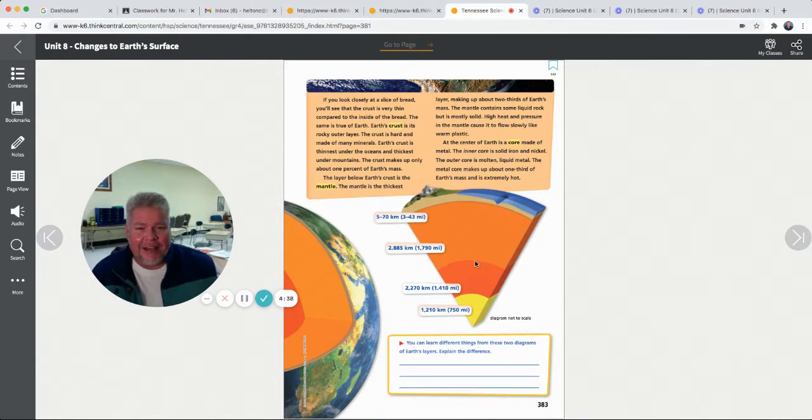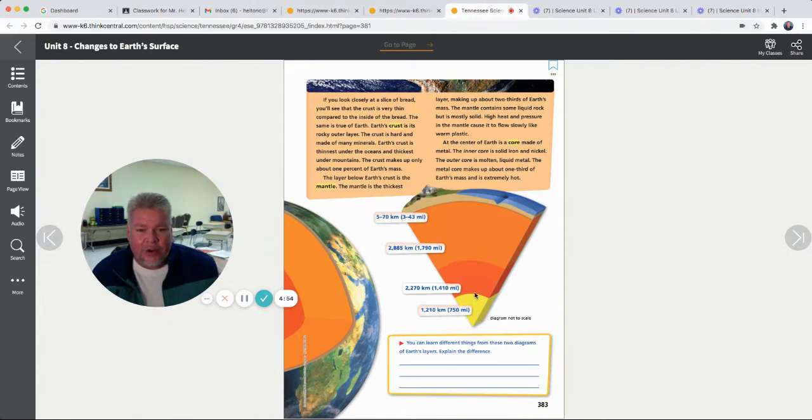Warm plastic, kind of like gooey, isn't it? So there's a lot of heat here, and this rock can be molten like lava. And then at the center of Earth is a core made of metal. Now, there's 2 parts of the core.